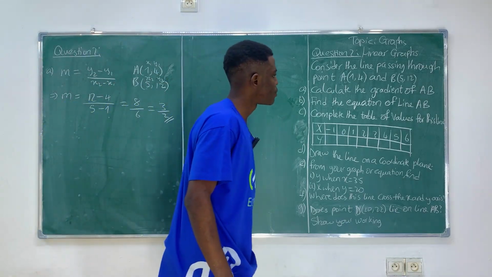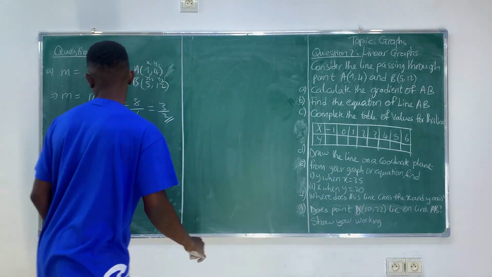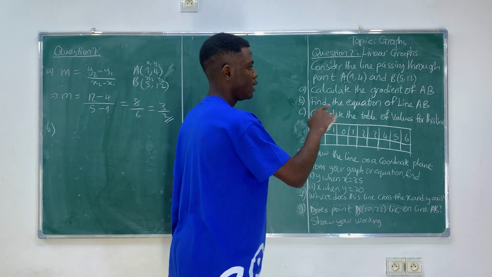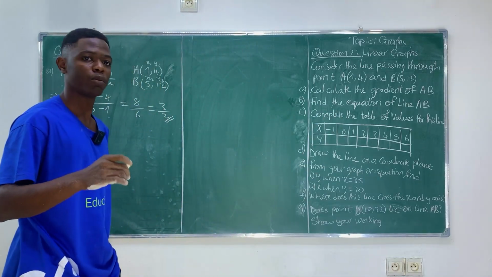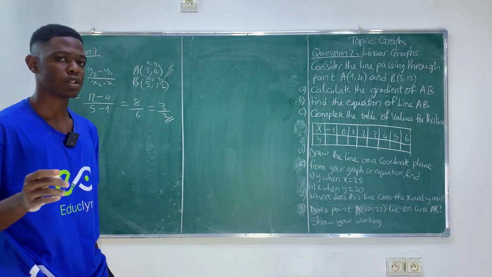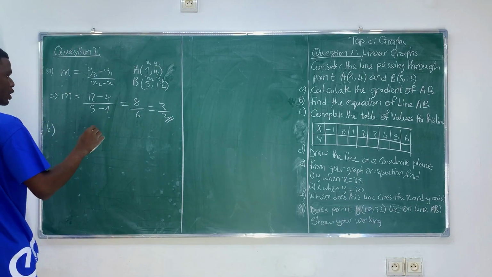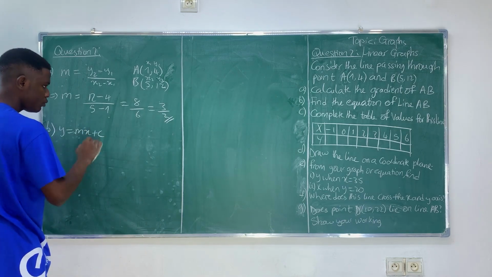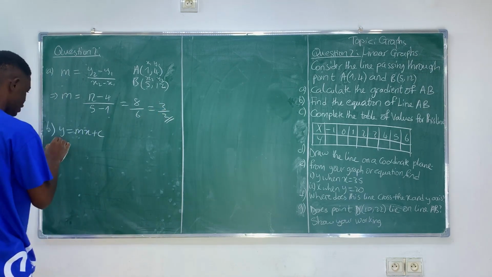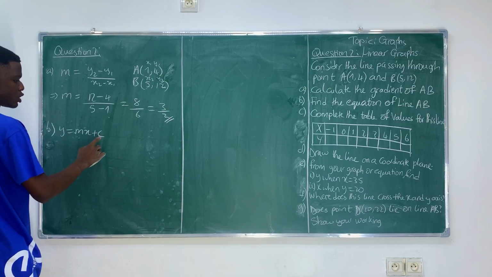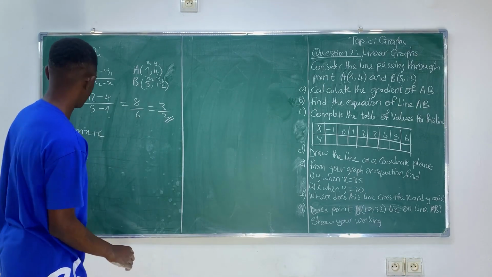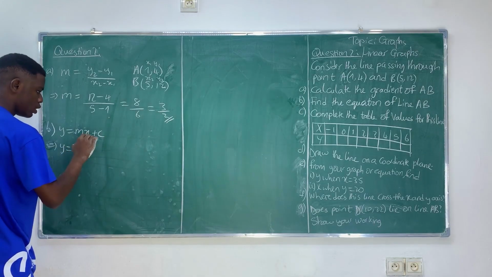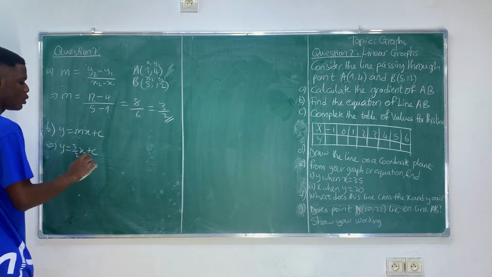Okay, we are done with the first part, the A part. And now we go to the B part, which says: find the equation of the line AB in the form y is equal to mx plus c. So you know that the equation of the line is... We have found our m, which means we are looking just for c. The new equation of the line is y is equal to 3 on 2 x plus c. They are looking for c.